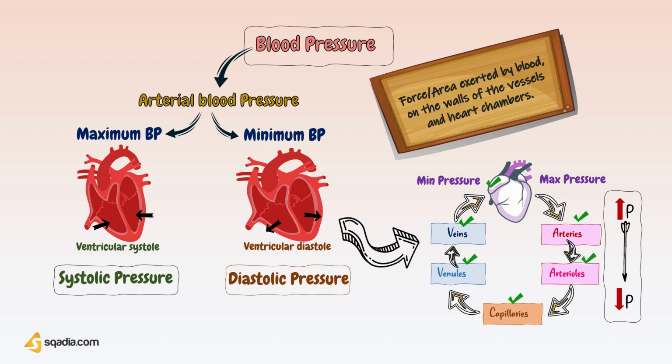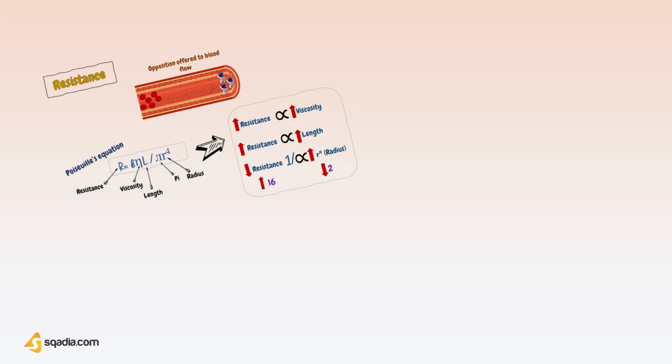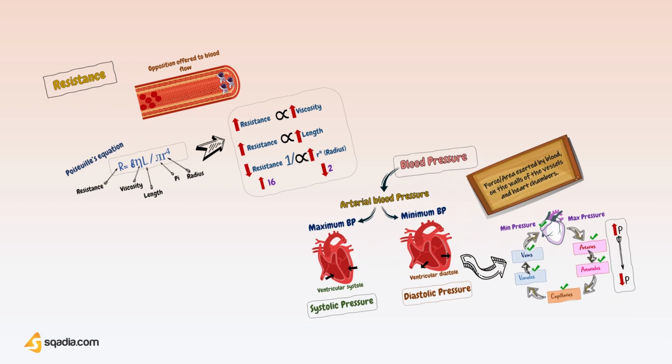So, overall there are many factors that affect hemodynamics, but the main two that play a major role in altering blood flow are resistance and pressure, which we have explained in this video.